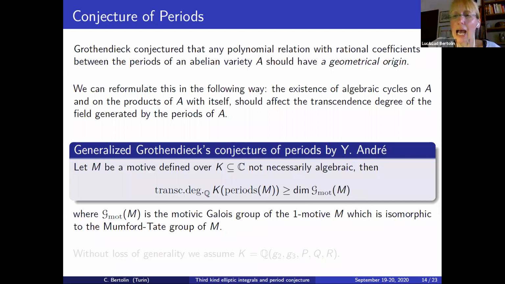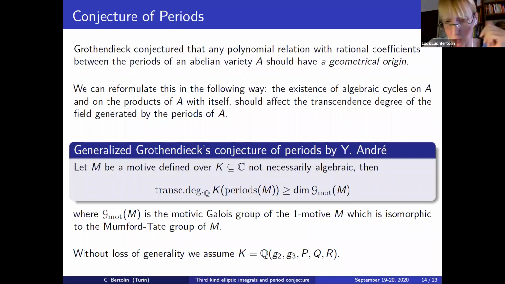I don't want to define this group because it's really complicated. I will just give some details later. K is the field of definition of our 1-motive. If we can, we assume K to be Q(g2, g3, P, Q, R). So this is the field of definition of our 1-motive.